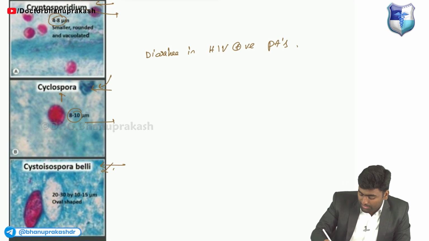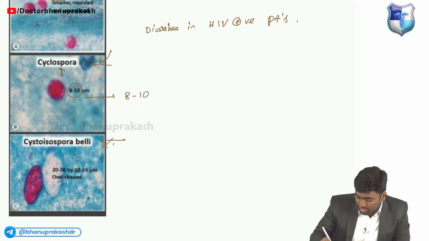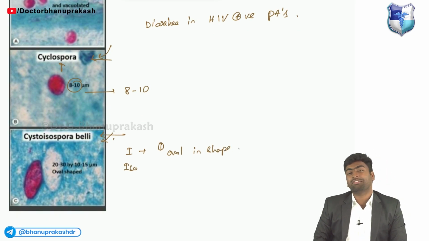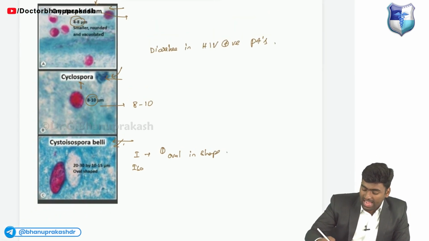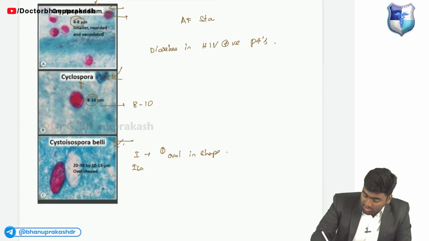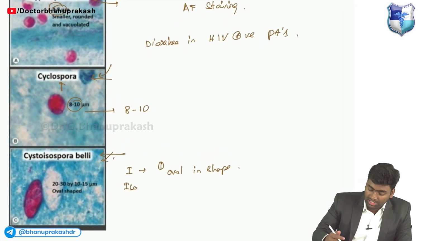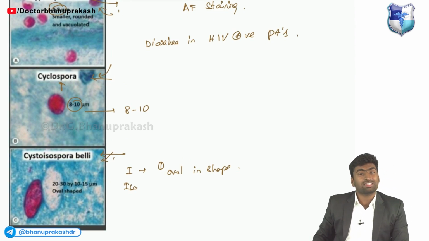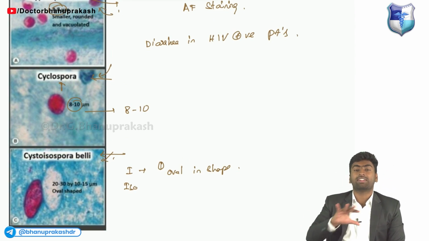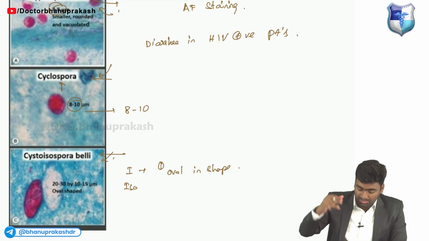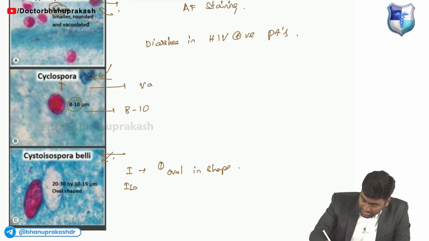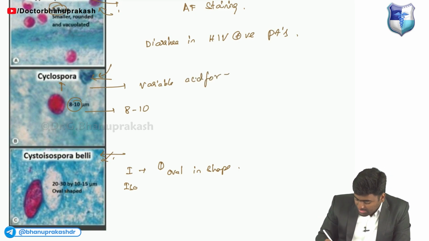It is double of it. Whereas Isospora will be oval in shape, it won't be spherical. And you can use one more method, which is acid fast staining. In acid fast staining, Cryptosporidium will stain perfectly, whereas Cyclospora will be cyclical in nature. It will stain sometimes, it won't stain sometimes, so it is known as variable acid fast. Whereas Isospora we can identify based on its oval shape.